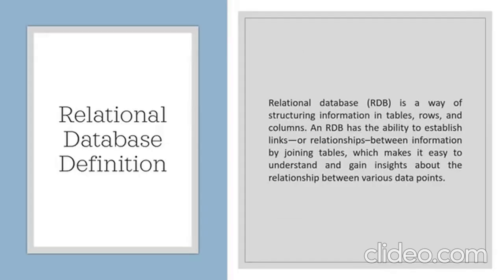And let's see the actual definition of a relational database. Here it is: a relational database is a way of structuring information in tables, rows, and columns. It describes that the data is structured in tables, rows, and columns, and a relational database has the ability to establish links or relationships between information by joining tables, which makes it easy to understand and gain insights about the relationship between various data points.